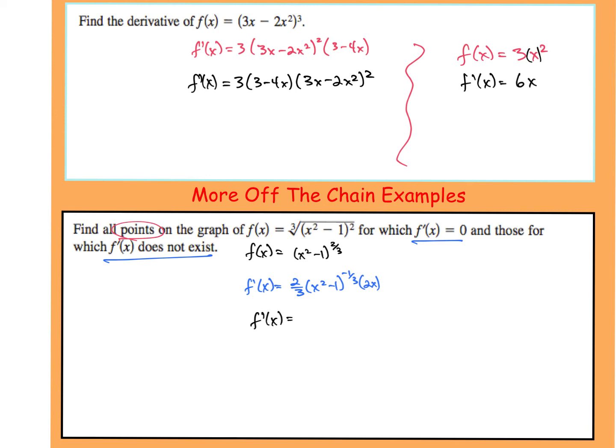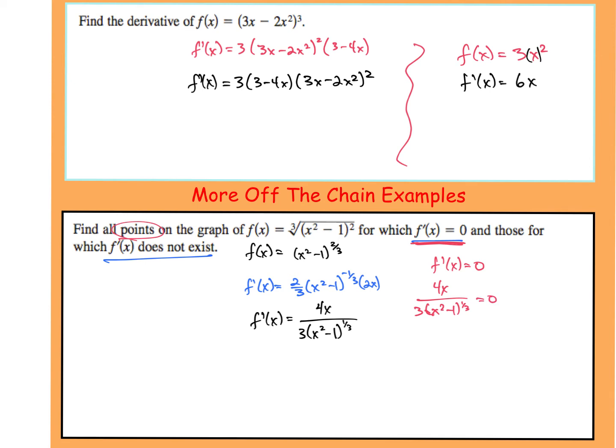2 and a 2x combined to give you 4x. So now I have 4x over 3 times the quantity x squared minus 1 to the power of 1/3. All right? And so there is my derivative. And what am I going to do with that derivative? Set it equal to 0. So I'm going to set f prime equal to 0. So I have 4x over 3 times the quantity x squared minus 1 to the power of 1/3 equals 0.